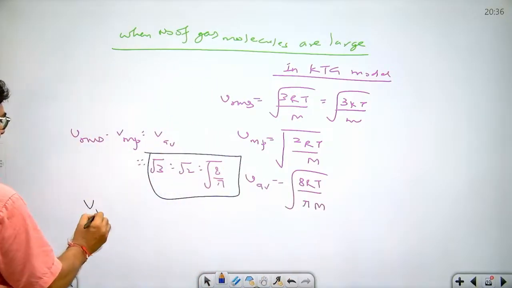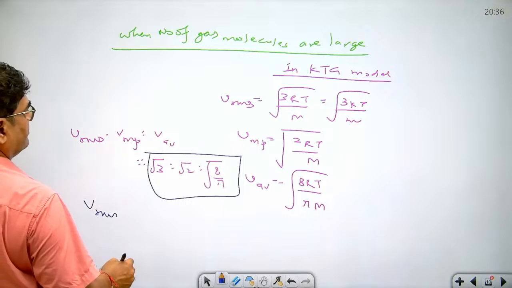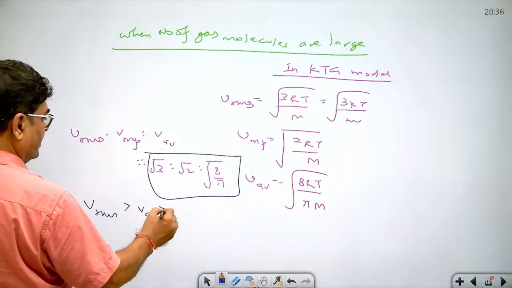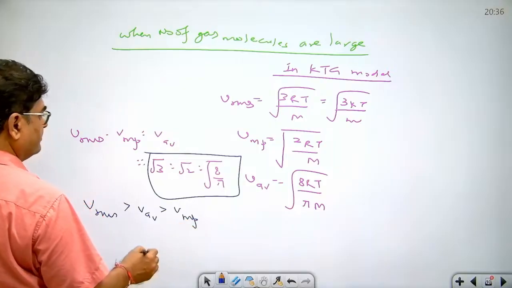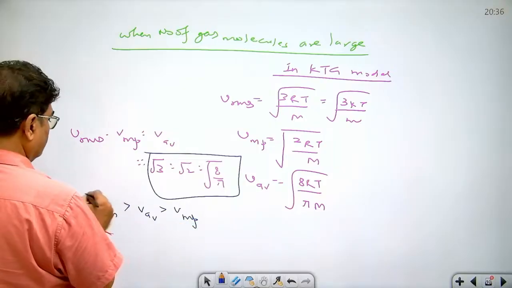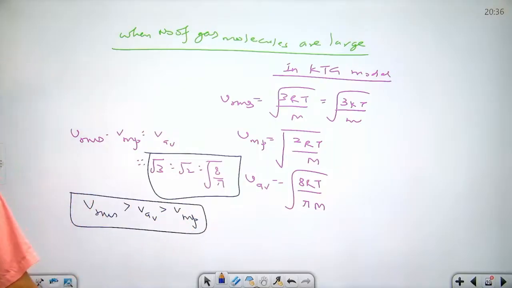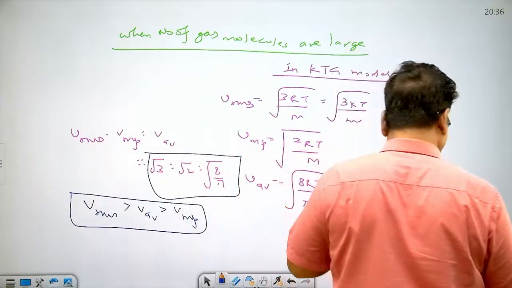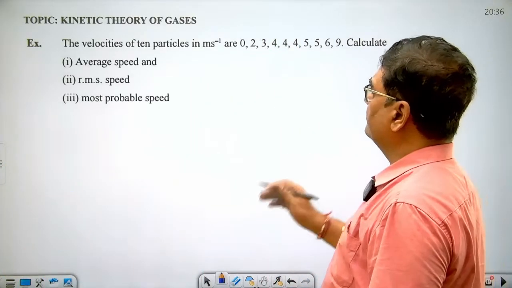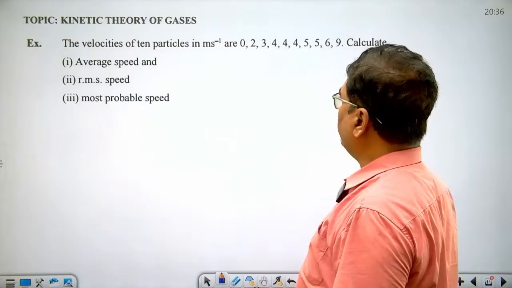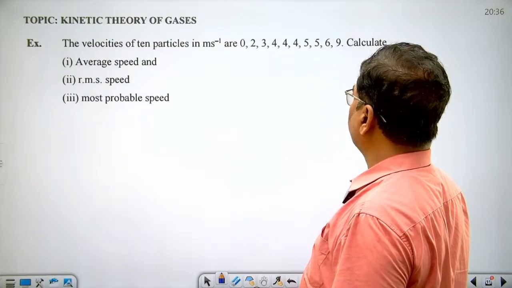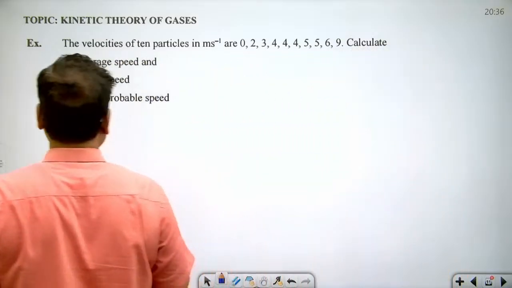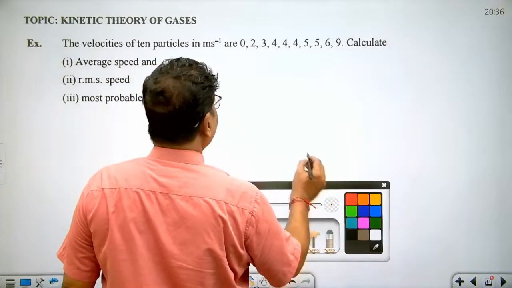Dear student, V RMS is more than V average, which is more than V most probable. So now let's start solving some problems. The velocities of 10 particles in meter per second are 0, 2, 3, 4, 4, 4, 5, 5, 6, 9. Calculate average speed, RMS speed and most probable speed.